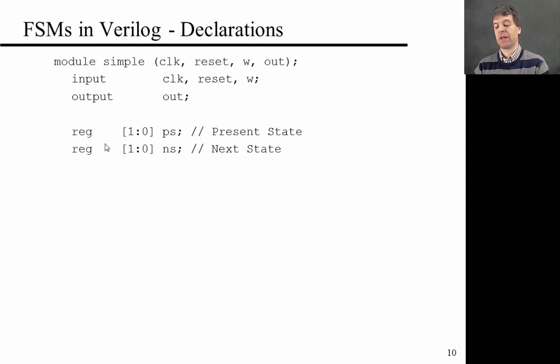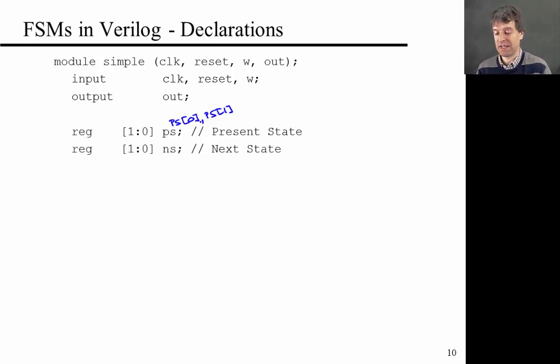Also, we're going to say that there are two registers, essentially internal variables that change during the simulation or during the operation. The first one is called present state, PS, and the second one is called next state, NS. This notation, which you've probably already seen, implies that it is a 2-bit vector. So there are two components to present state, present state 0 and present state 1, each of which you could call individually.